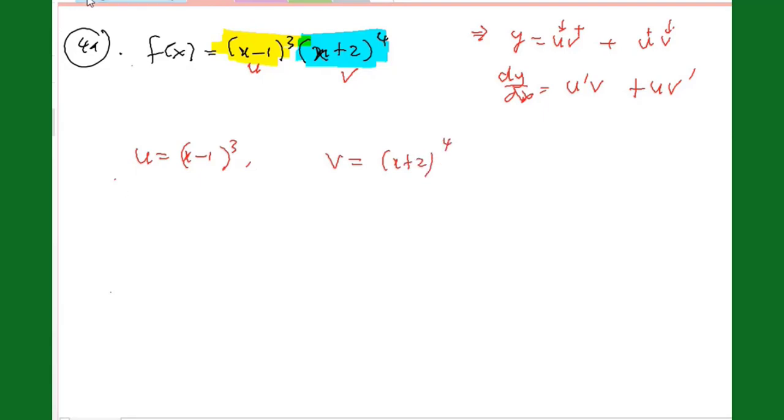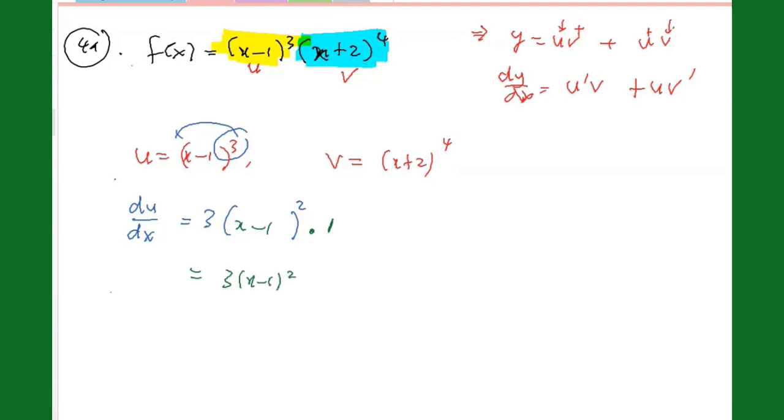Okay, now differentiate this one, u prime or du/dx. Power rule, the power is reduced. And this is why you need to write down whatever is inside the bracket. The next step is to differentiate whatever is in the bracket. x minus 1, you differentiate, you get 1. Settle. Or we can make it neater. Okay, so that is settled for u.